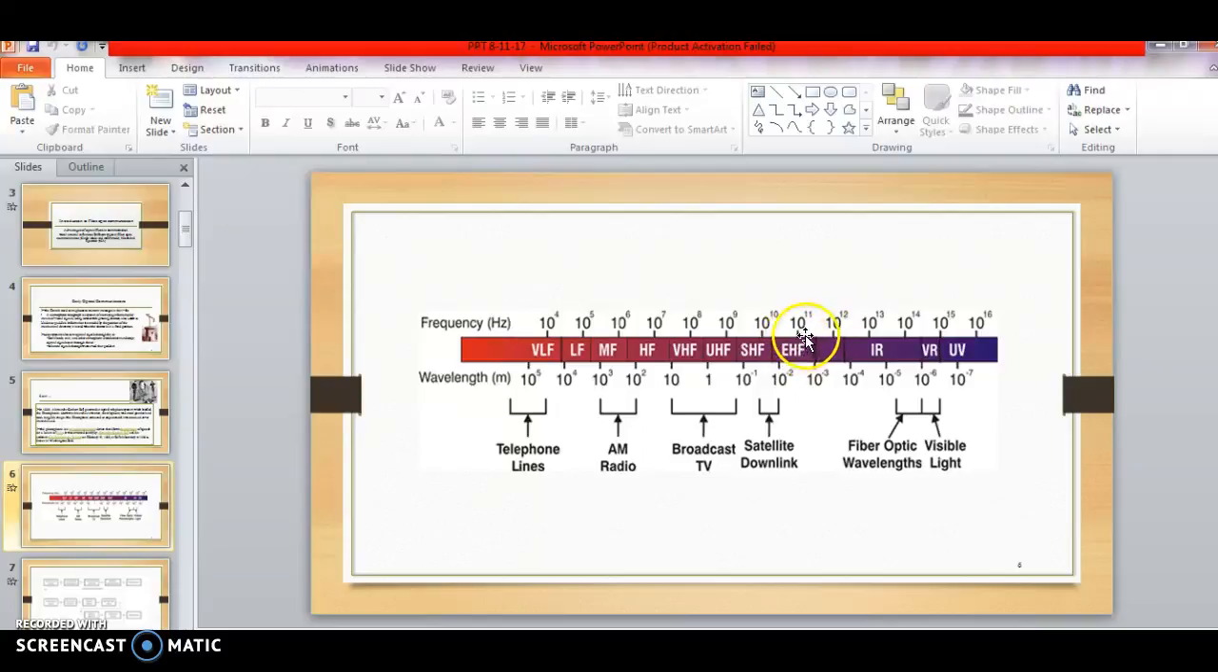So the communications which started with the earlier technologies went well till 10 power 9 hertz frequencies, and till 10 power minus 1 meter wavelength. Later, it became very difficult for more and more people to be accommodated in this bandwidth. The main reason was the medium used at that time, which was coaxial cables.